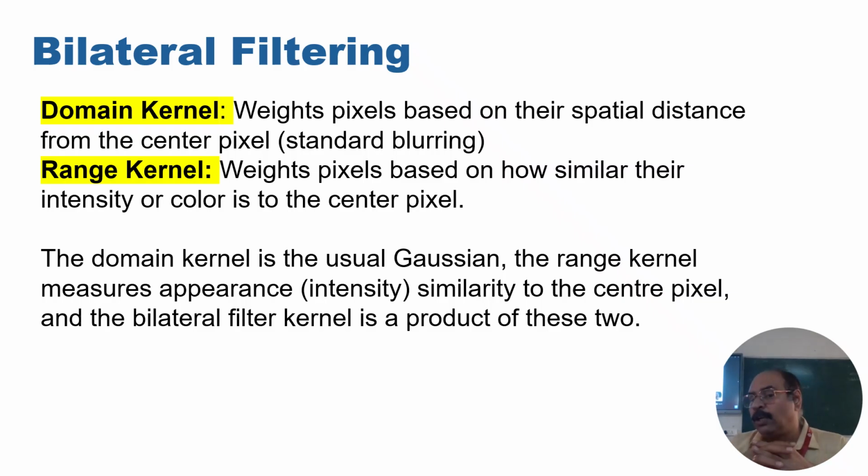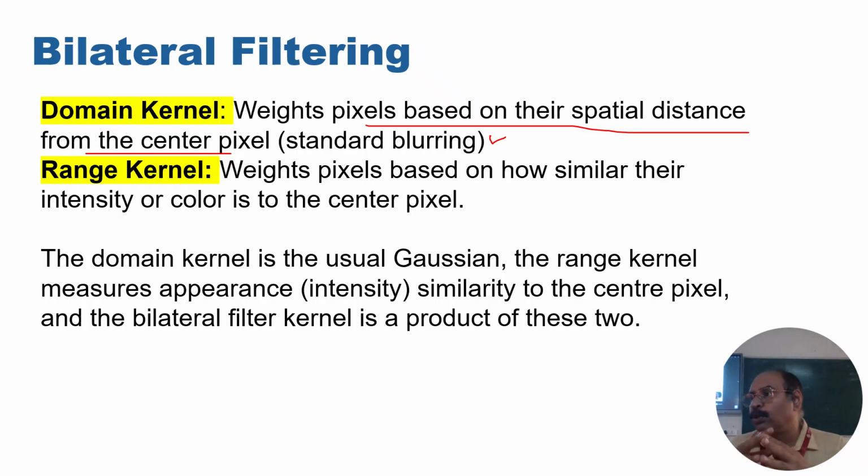In bilateral filtering, we have two things: domain kernel, domain filtering, and then range filtering. What we do is multiply the output of the domain filter with the range filter to get the bilateral filter output. So what is done in the domain kernel? It weights pixels based on their spatial distance from the center pixel. This creates a kind of standard blurring.